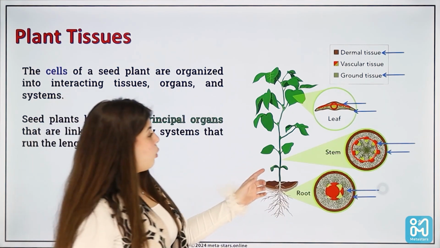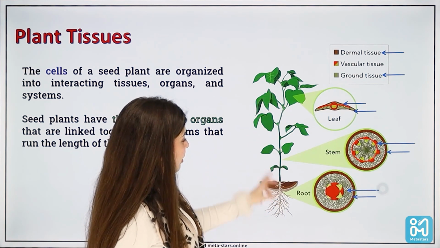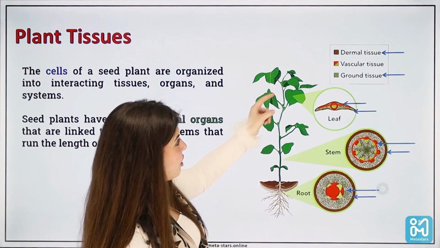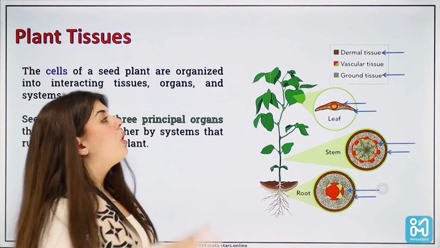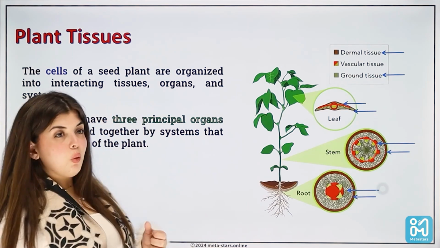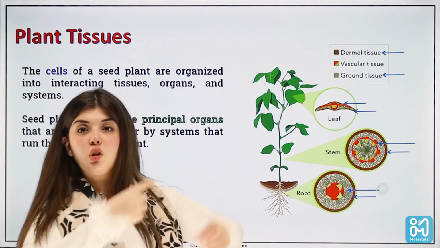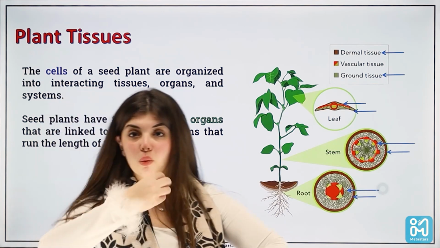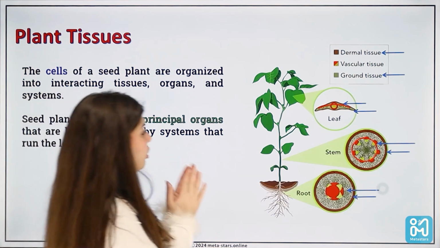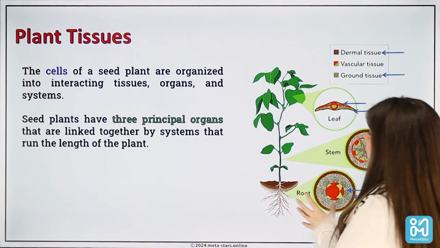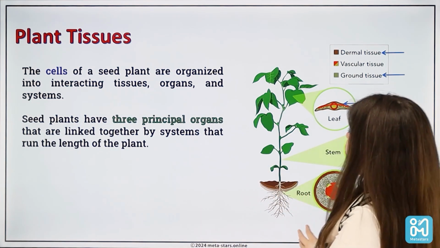Every location of the plant is composed of these 3 types of tissue: the dermal tissue, the vascular tissue, which transports water and nutrients from the roots, and the ground tissue. So these are the 3 types of plant tissue. Let's see.